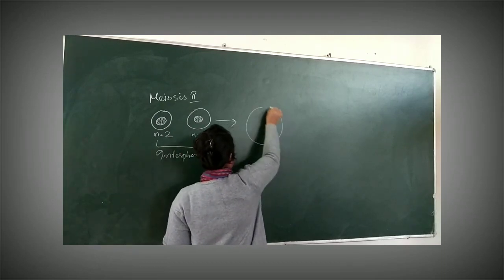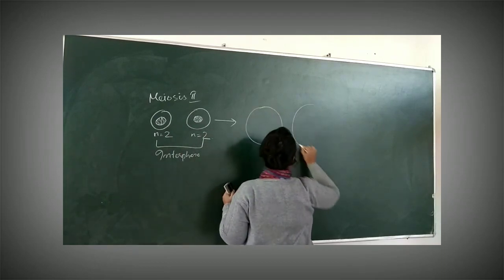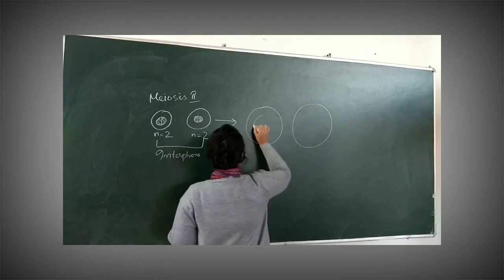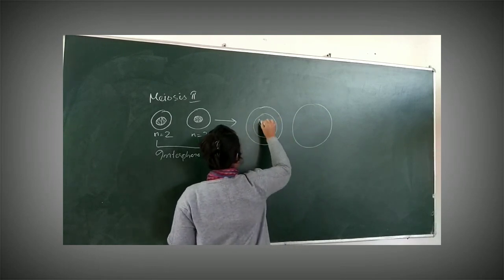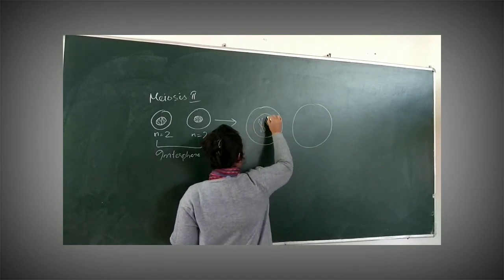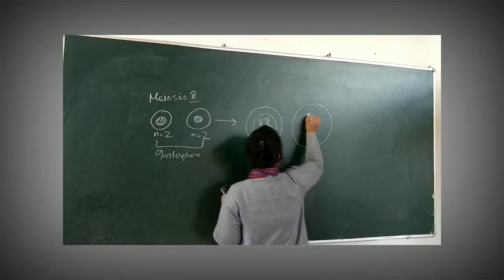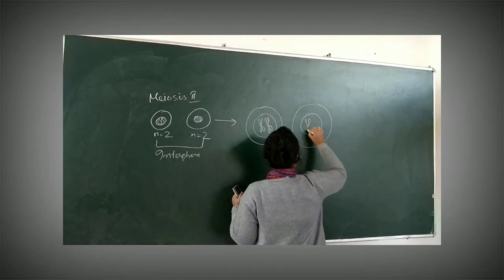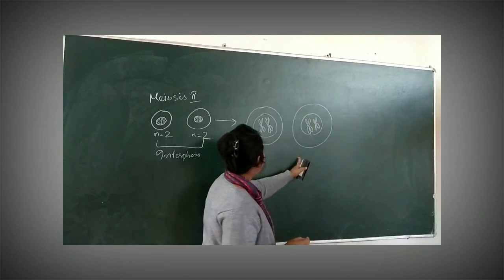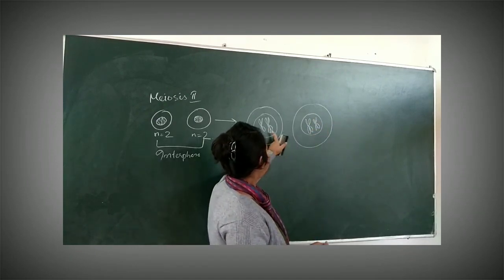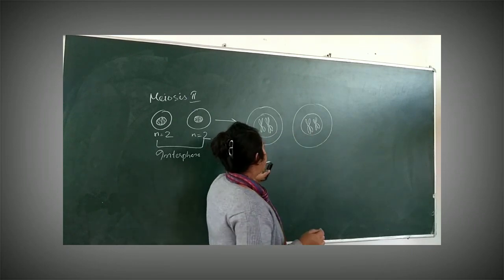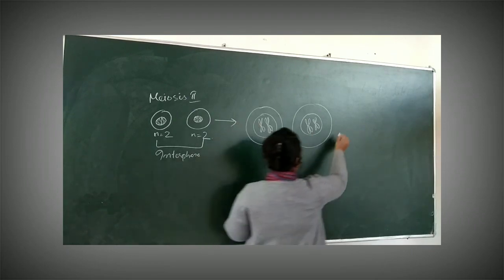In prophase, again it will form the chromosome, but here only 2 chromosomes will be there in the parent cells. Is it okay? After cytokinesis 1, these are the 2 cells. Is that okay? And here the number of chromosomes was 2. So slowly, this is prophase.